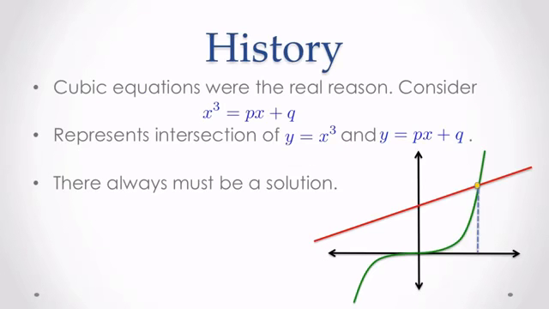So where did complex numbers really come into importance? It is with the cubic equations. Those were the real reason for the importance of complex numbers. So let's look at a cubic equation. We don't have a quadratic term here. It's just an example of a cubic equation. So the cubic equation we'll be looking at is x cubed equals px plus q.